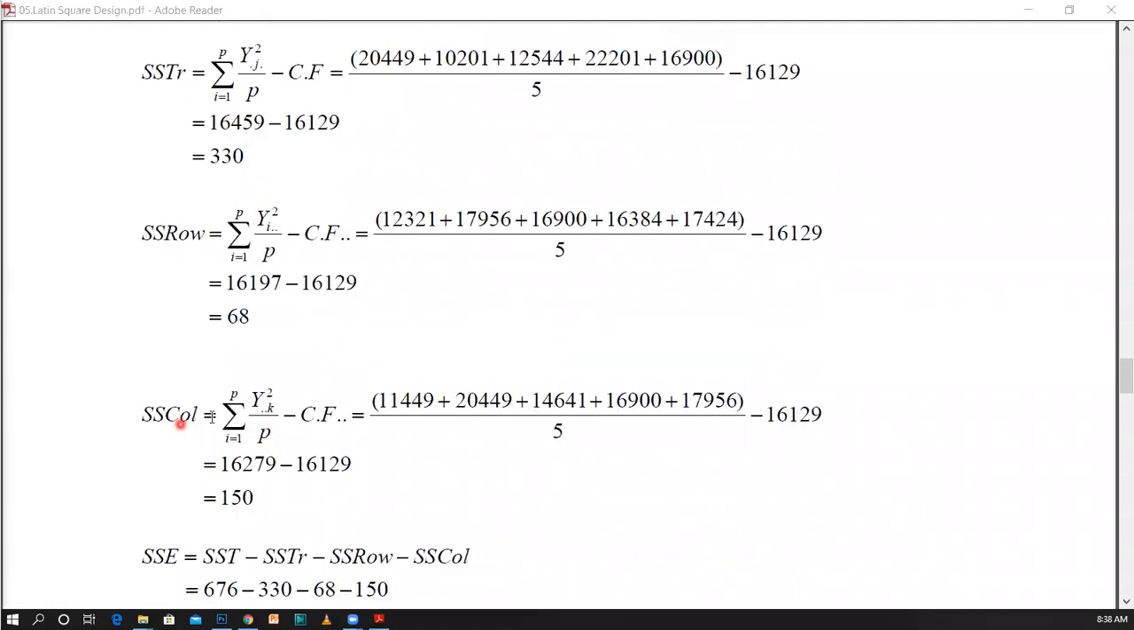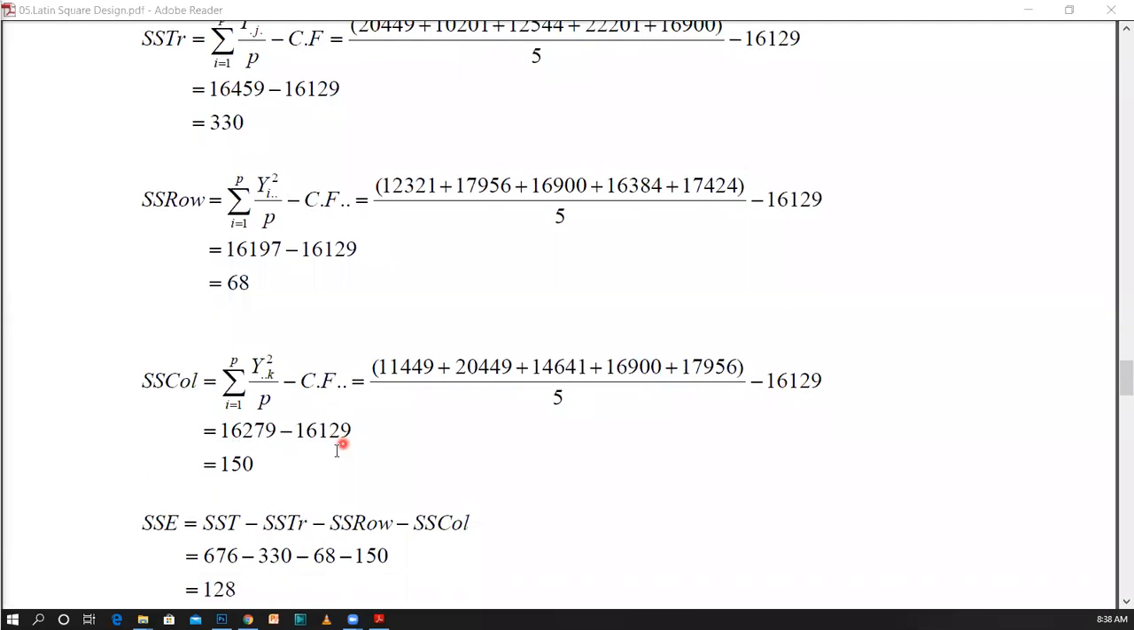Thereafter, we have to move for the columns. To obtain the SS column, you have to take the square term of the summation of columns, then add those values together, then divide it by the number of levels and subtract the correction factor. Therefore, you can see the column sum of square as 150.